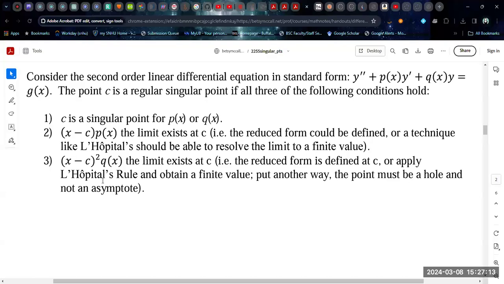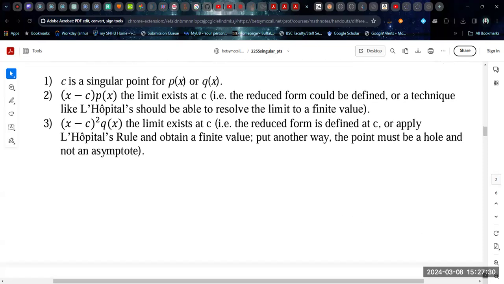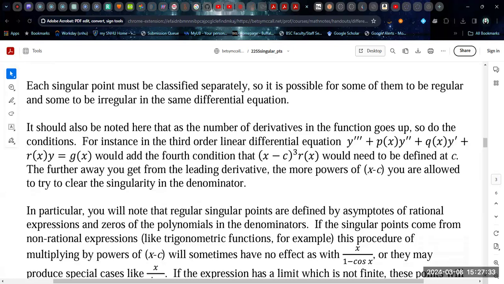Essentially, it's a hole rather than an asymptote. Then you get a regular singular point and not an irregular one. If either of these conditions fail, so it will be a singular point, but if either of these limits fails to exist, then it will be an irregular singular point. Every singular point has to be classified separately, so it's possible for some of them to be regular and some of them to be irregular. It's just going to depend on the specific function.